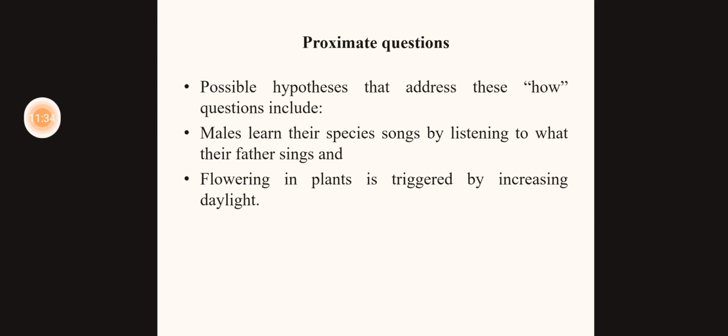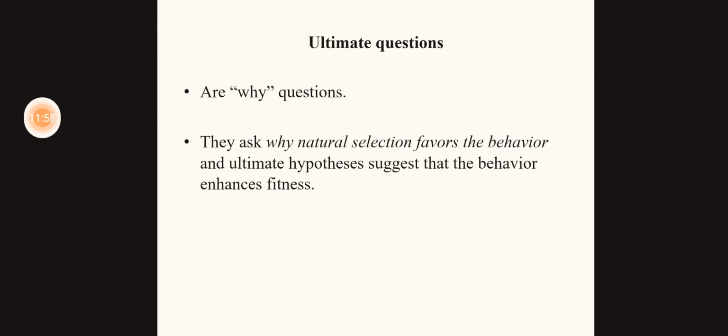For proximate questions, the possible hypotheses that address these how questions include: males learn their species songs by listening to what their father sings. That's instinctive behavior, obviously. What they learn from the parent is called instinctive, and flowering in plants is triggered by increasing daylight. So that may also trigger in their mindset from parents to the next generation. And when we study why questions, it will be ultimate, that curiosity level, interest.